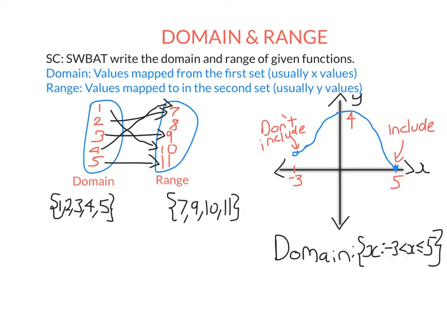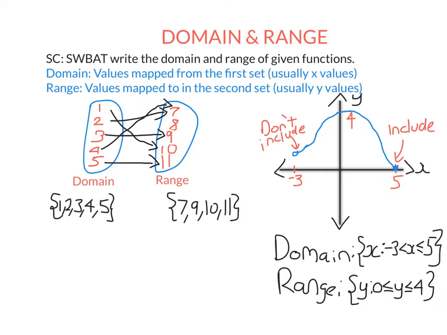So if I want to write the range, I do something very similar. Once again, I need squiggly brackets. Now we're looking at y values. So this is the set of y values such that y is between 0 and 4. y includes those values. We include 0. y is 0 down here, that's the lowest value of y, and the highest value of y is 4. And there we're done. We've written the domain and range for this function.